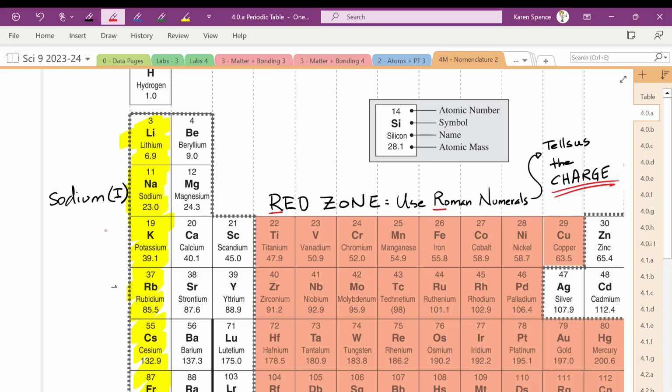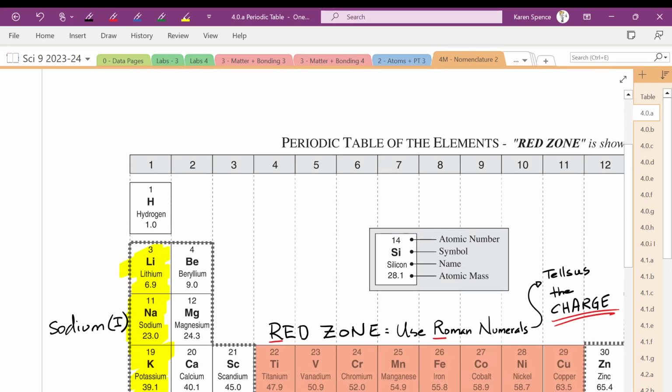What do you guys think? Why no Roman numeral for group 1? Yes. We only have one possible charge. How many valence electrons do group 1 elements have? 1. They all have one valence electron. So when they become an ion, what do they do with that one electron? They lose it. And if you lose an electron, what charge do you become? Positive. You become positive.